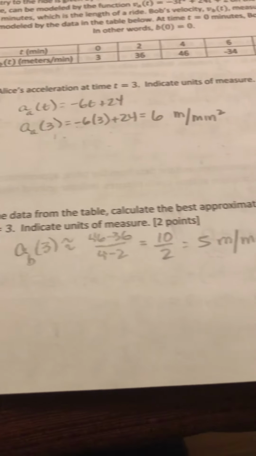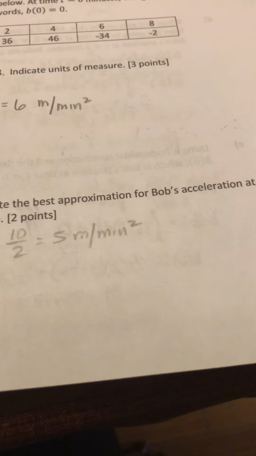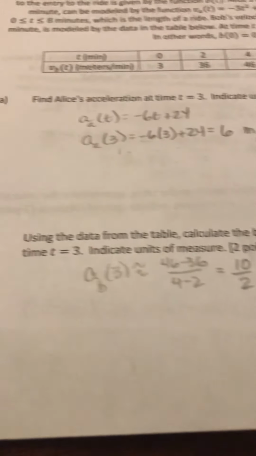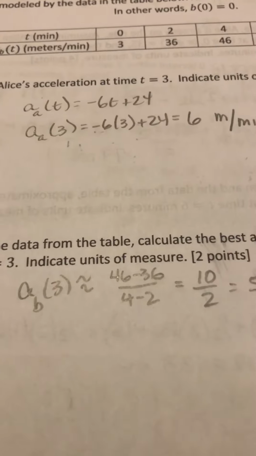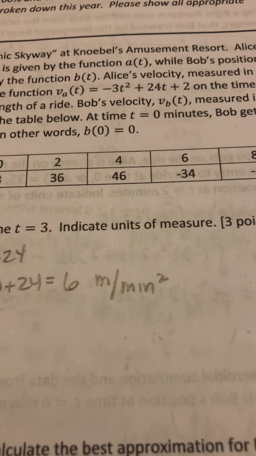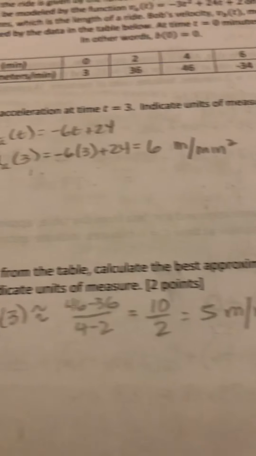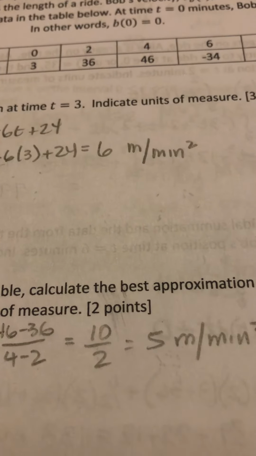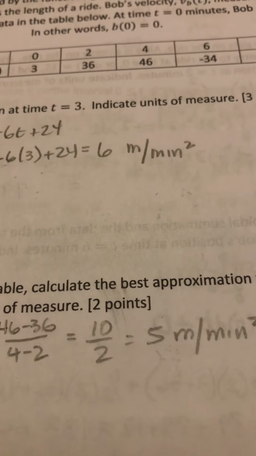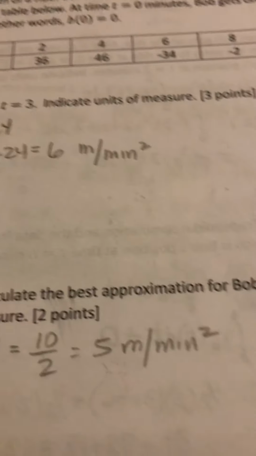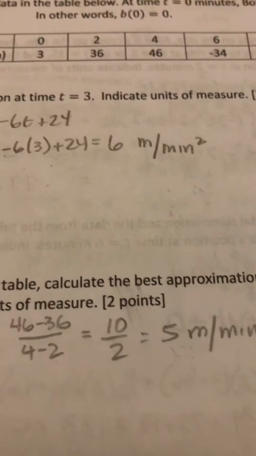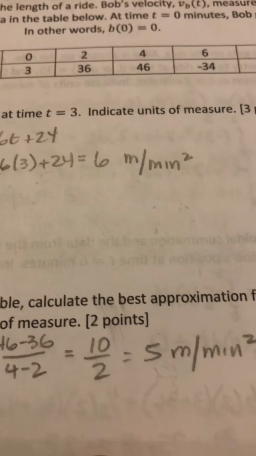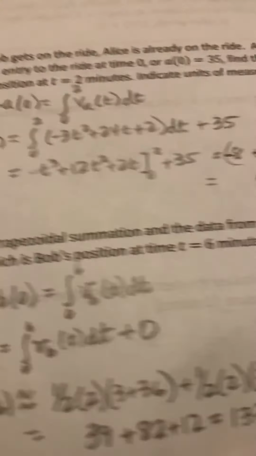Part B, using the data from the table, calculate the best approximation for Bob's acceleration at time t equals 3. At time t equals 3, well, 3 is between 2 and 4, so we can use the velocity at 4 minus the velocity at 2, over 4 minus 2. It's 46 minus 36 over 2, gives us 10 over 2, or 5 meters per minute squared.